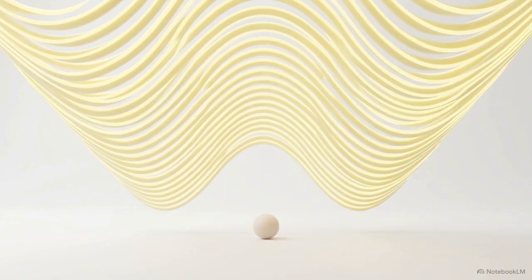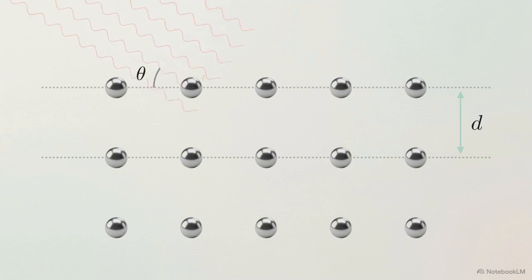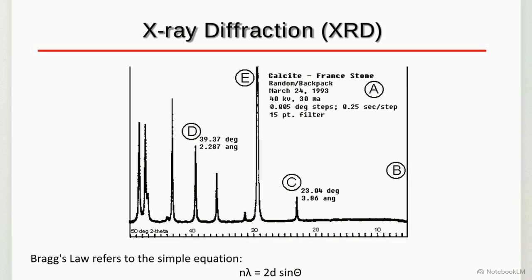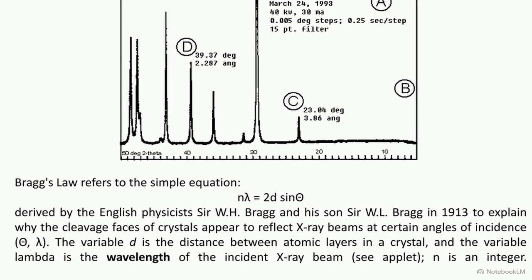Atoms are far too small to reflect visible light, so how do we empirically prove that these abstract unit cell parameters actually exist? The solution is X-ray diffraction, a technique that uses wavelengths small enough to slip between atomic planes. This chart shows an X-ray diffraction readout for calcite. Each distinct peak represents an X-ray successfully bouncing off a specific internal plane of atoms. To decipher this data, crystallographers use Bragg's law.